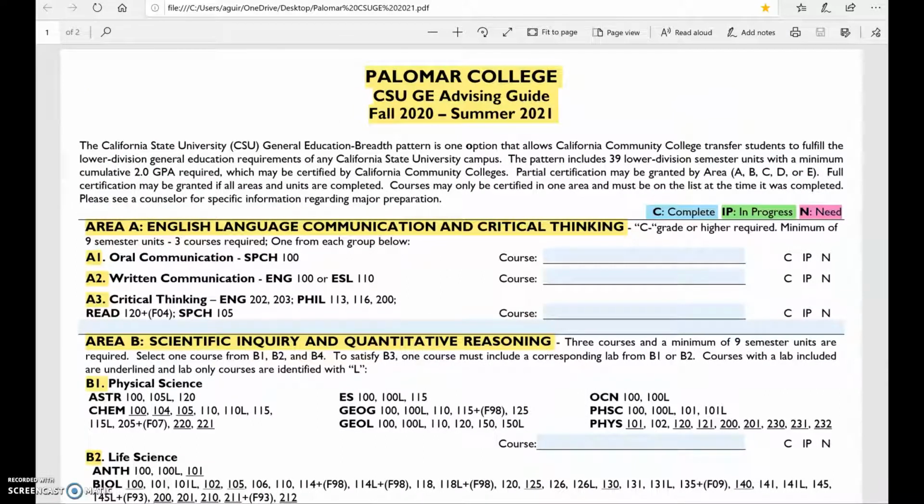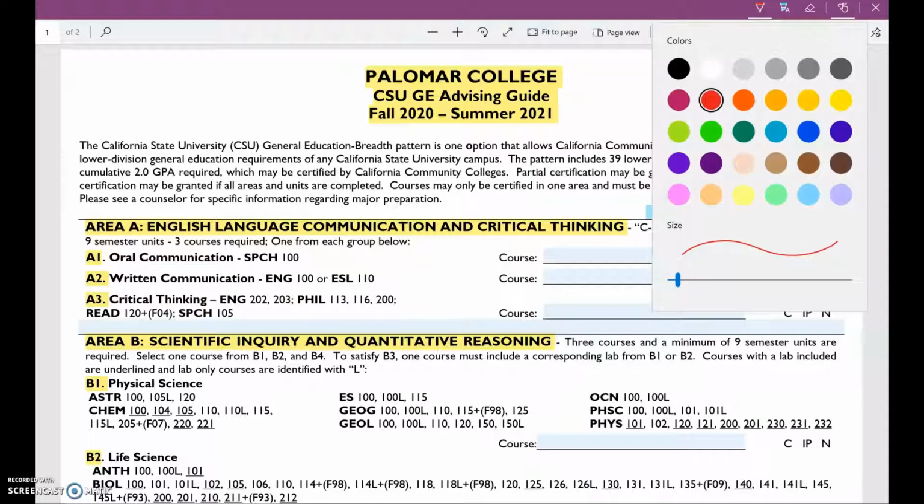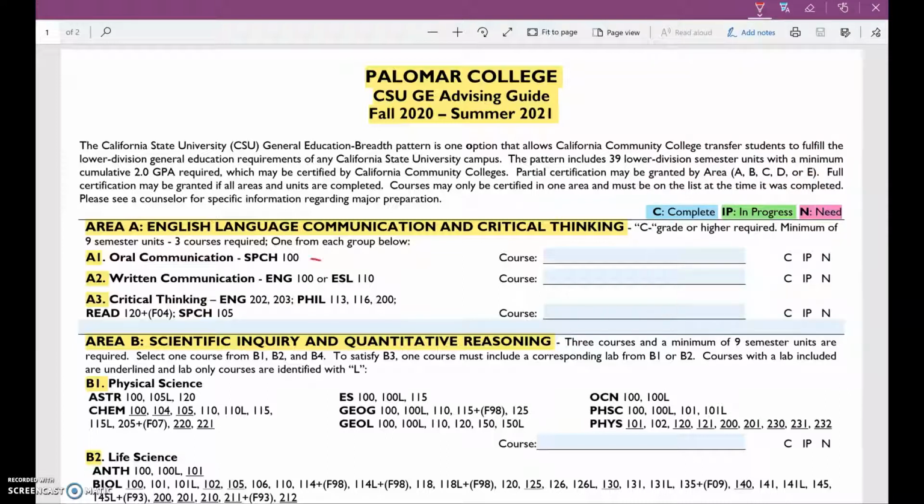So you'll see section A1, they don't really give you a choice. Everyone has to do the Speech 100. For section A2, you do have a choice. It's either the English 100 or ESL 110. For critical thinking, you have a choice here as well. So you're going to read the course descriptions and choose one.